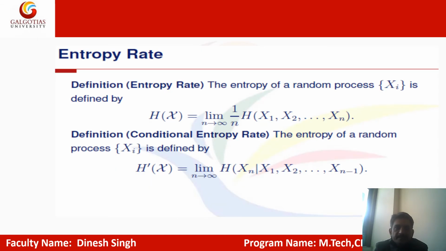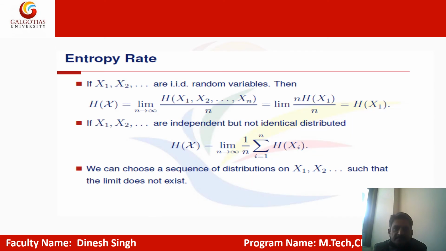So entropy rate. The entropy rate of a random process Xi is defined as H of X equal to limit n tends to infinity of 1 upon n H of X1, X2 up to Xn. Conditional entropy: the entropy rate is also defined as H dash of X equal to limit as n tends to infinity of H of Xn given X1, X2 up to X of n minus 1.